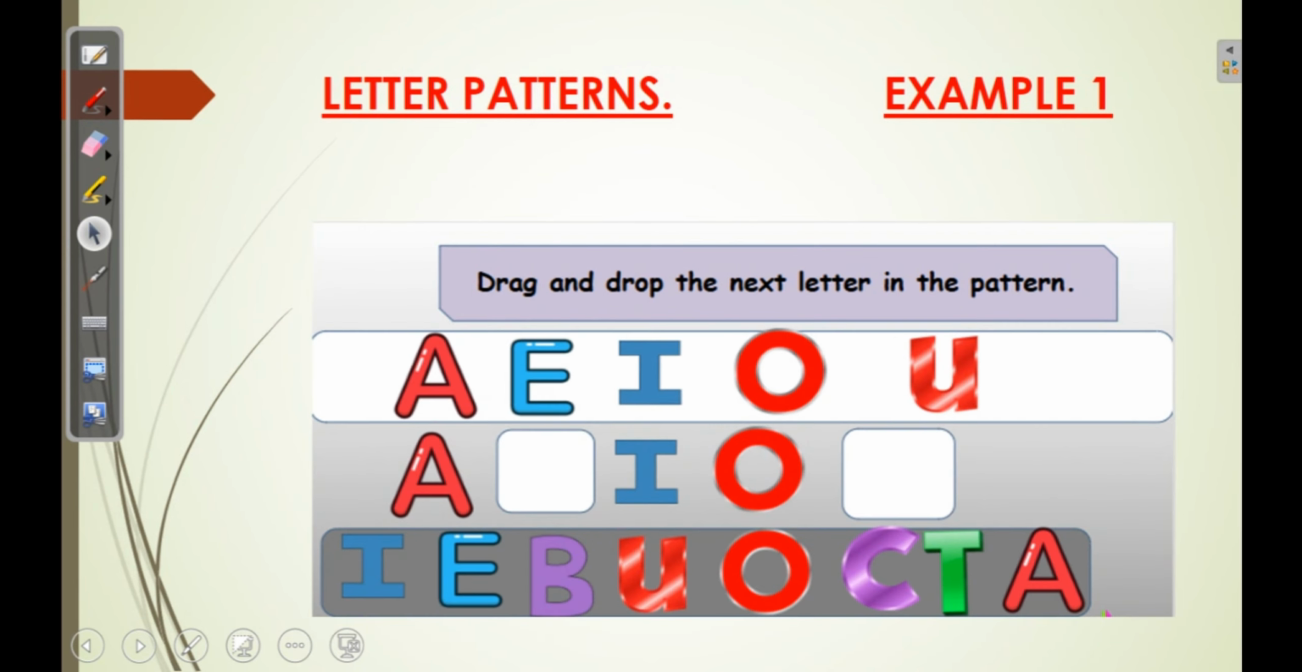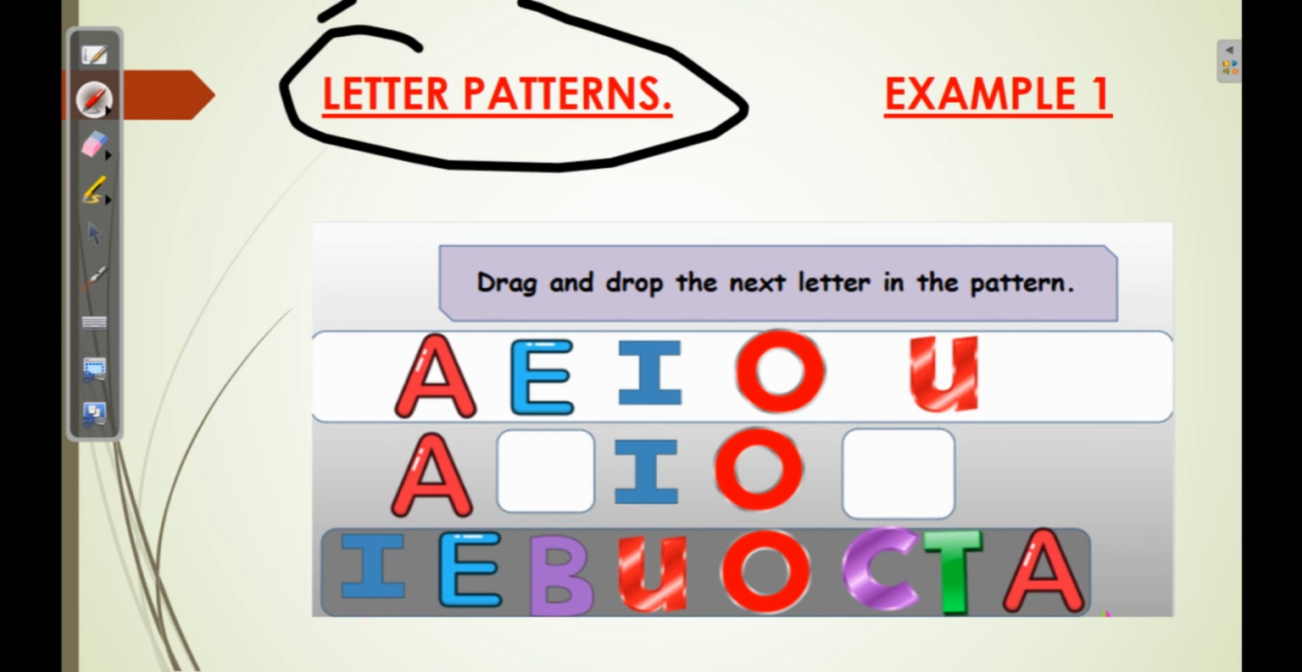So let's look at another example here where we are having letter patterns. The letters we are having here are the ones we are having here. So we are going to drop the letters to where they are supposed to be. We have letter A, letter E, letter I, O, and letter U. Therefore, what are you going to do here? We are going to look at the pattern. After A, we have this letter. After I, we have O, and after that, we have this.